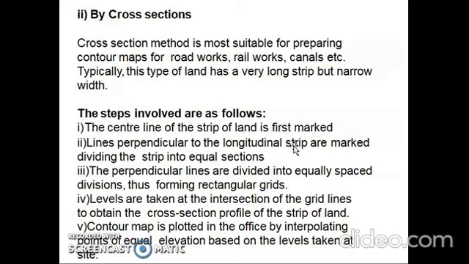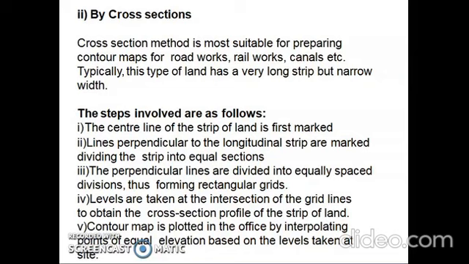The lines perpendicular to the longitudinal strip are marked, dividing the strip into equal sections. So this is the cross sectioning that we do, and the perpendicular lines are divided into equally spaced divisions, thus forming rectangular grids. In profile leveling, we marked only 3 points on the perpendicular line. Here, instead of marking those 3 points, they are divided into equally spaced divisions, forming rectangular grids.